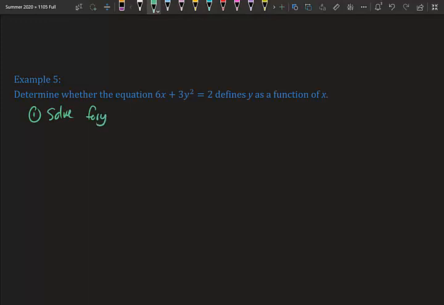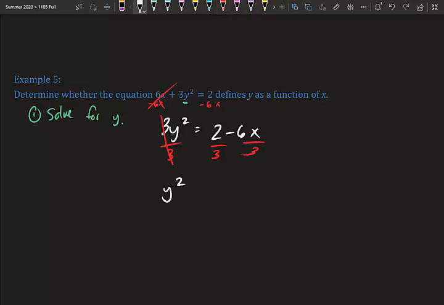So we need to get y by itself. To do that, I'm going to subtract 6x over. And when we do, we have 3y squared equals 2 minus 6x. We divide everything by 3, and we're left with y squared equals 2/3 minus 2x. We still need to solve for y, so we're going to square root everything.